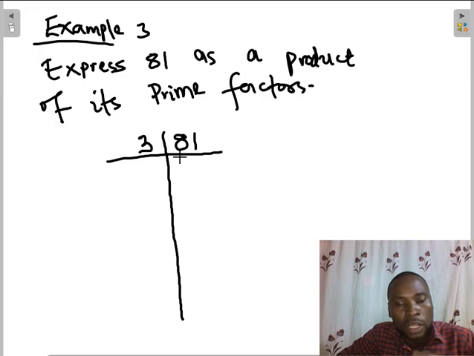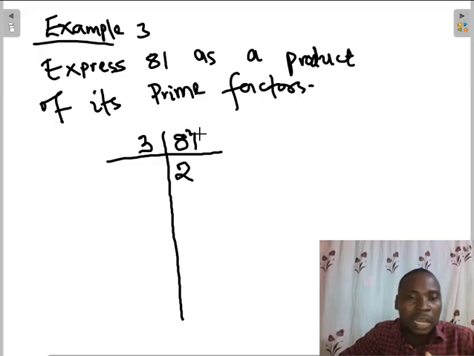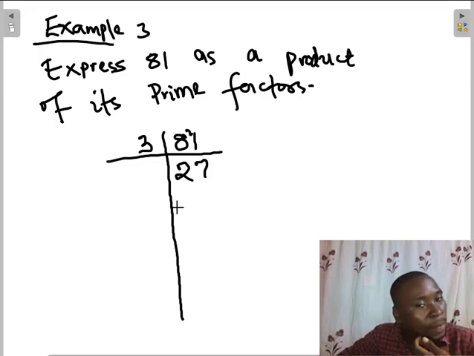Okay. So how many 3's can we get inside 8? We can get 2 3's, and there's a remainder of 2. We carry it over to this side, we get 21. All right, carry 2 tens over plus 1 unit, that's 21 units. 3 into 21, that is 7. Great. Okay, now let's check again. Can 3 still divide 27? We must check for 3 before we move on. All right, we must check again.